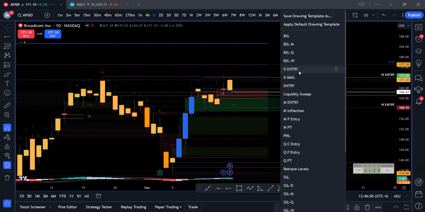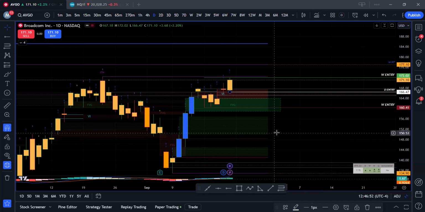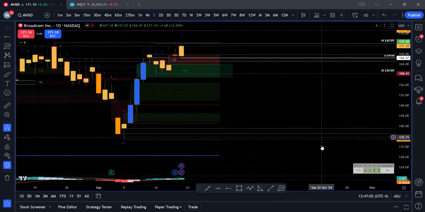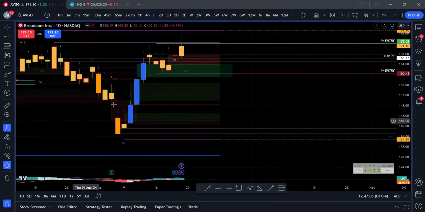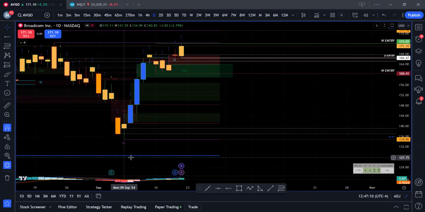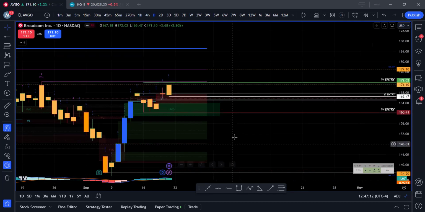If we were to go to the downside, 166.47, what we would do is, if we trigger the day entry at 166.47, then our next target is going to be the weekly entry at 160.41. And then if you're looking to swing that out, obviously a swing takes time, but you could start looking at a swing like that down to 134.90.